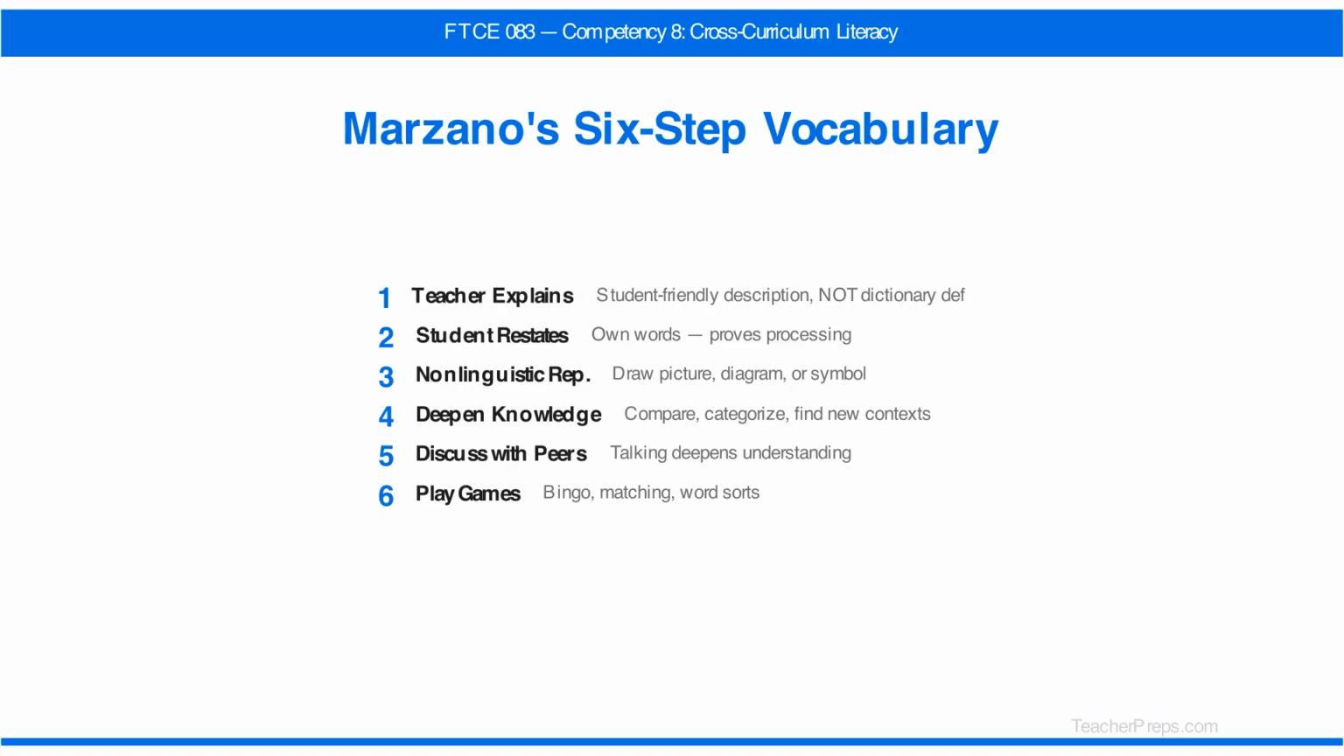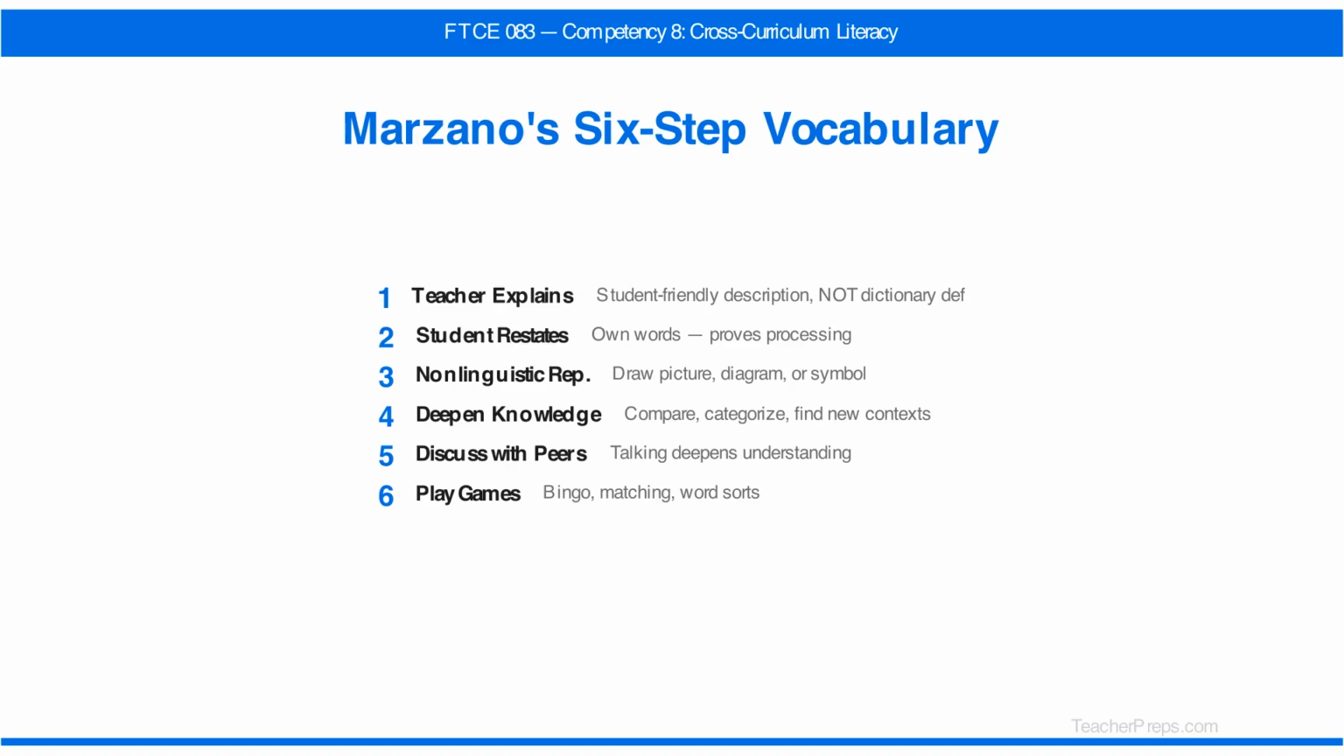Step 3. Students create a non-linguistic representation. This means drawing a picture, diagram, or symbol that shows what the word means. For erosion, a student might draw rain washing soil down a hillside. This visual encoding creates a second pathway for memory. Step 4. Students periodically do activities that help them add to their knowledge of the term. This could include comparing words, categorizing related terms, or finding examples in new contexts.